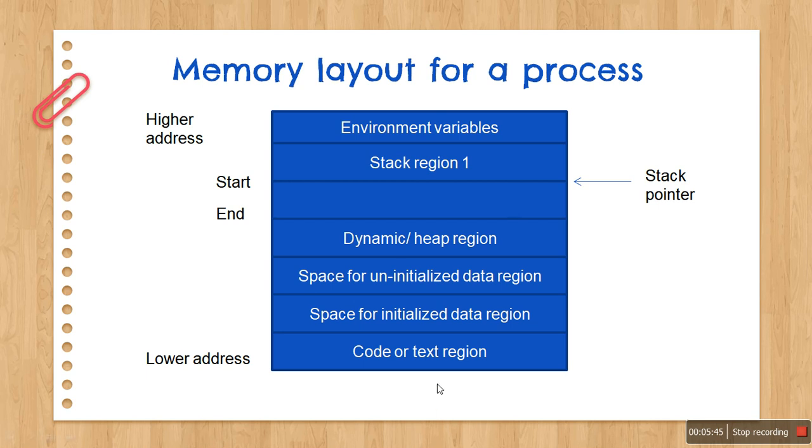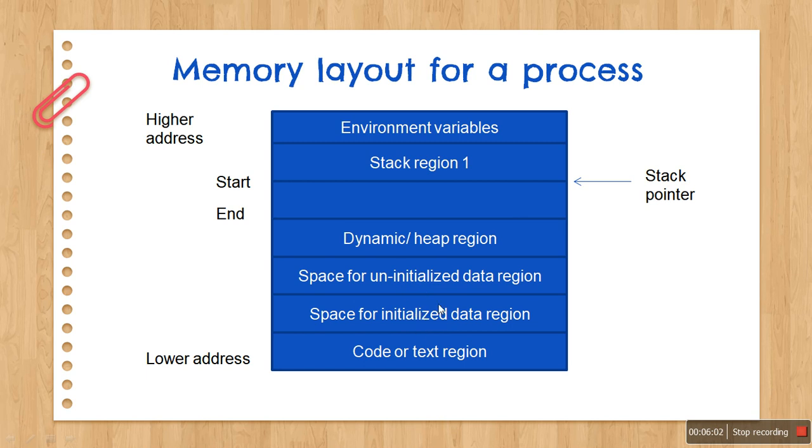The text region contains the executable instructions, and it is placed below the heap or the stack. The initialized data region contains static and global variables that are initialized by the user.